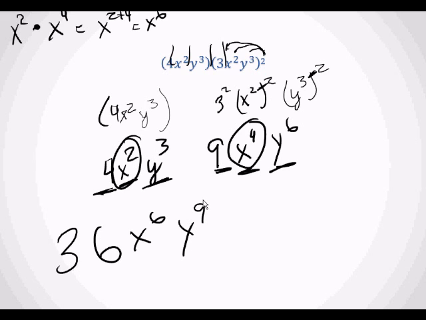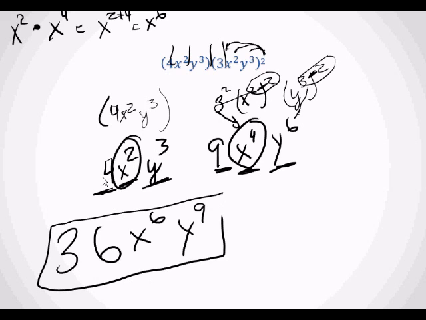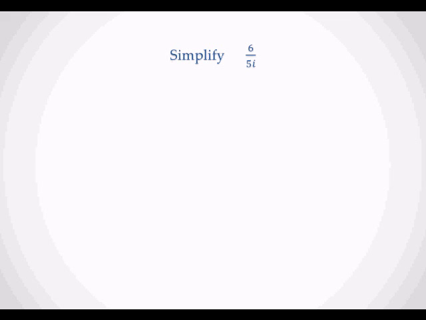And same thing with the y's. y to the 3 and y to the 6, you add them and you get y to the 9. When you multiply two numbers with the same base, you add their powers. But here we had the power rule. Power raised to a power, you multiply. Okay, so when I did everything, I multiplied the 4 and the 9, I get 36. x squared and x to the 4, I get x to the 6. y to the 3 and y to the 6, I get y to the 9.